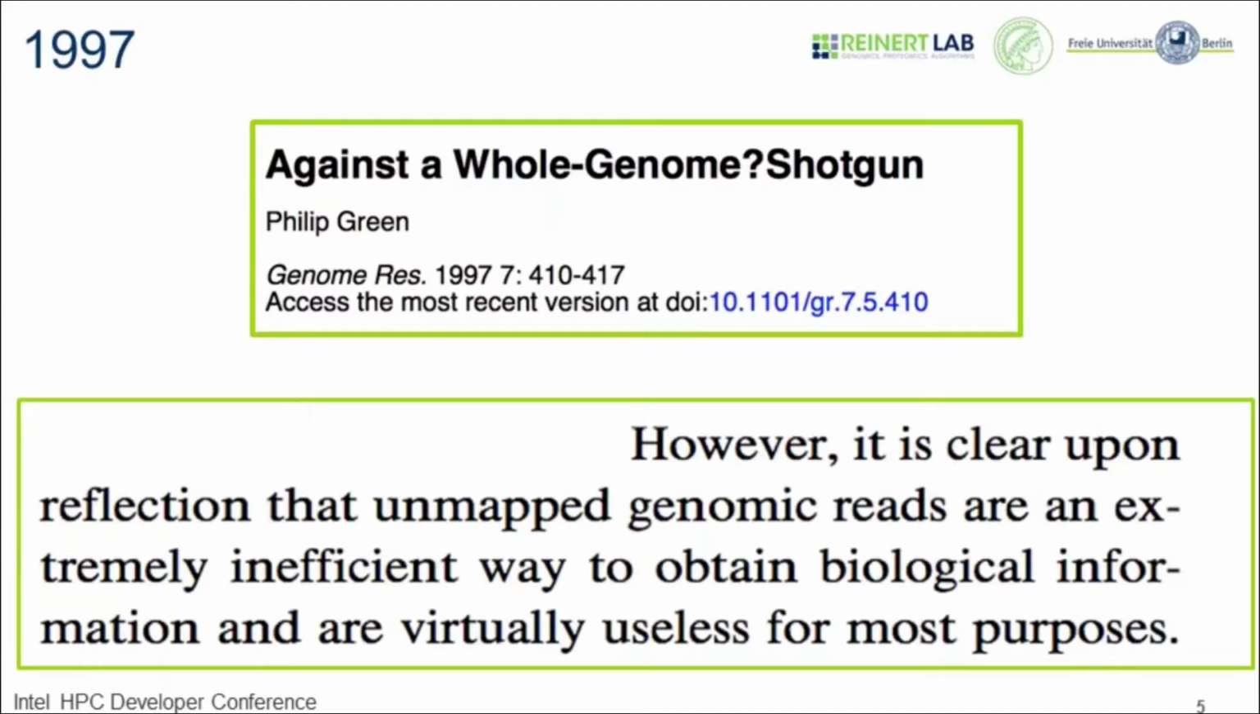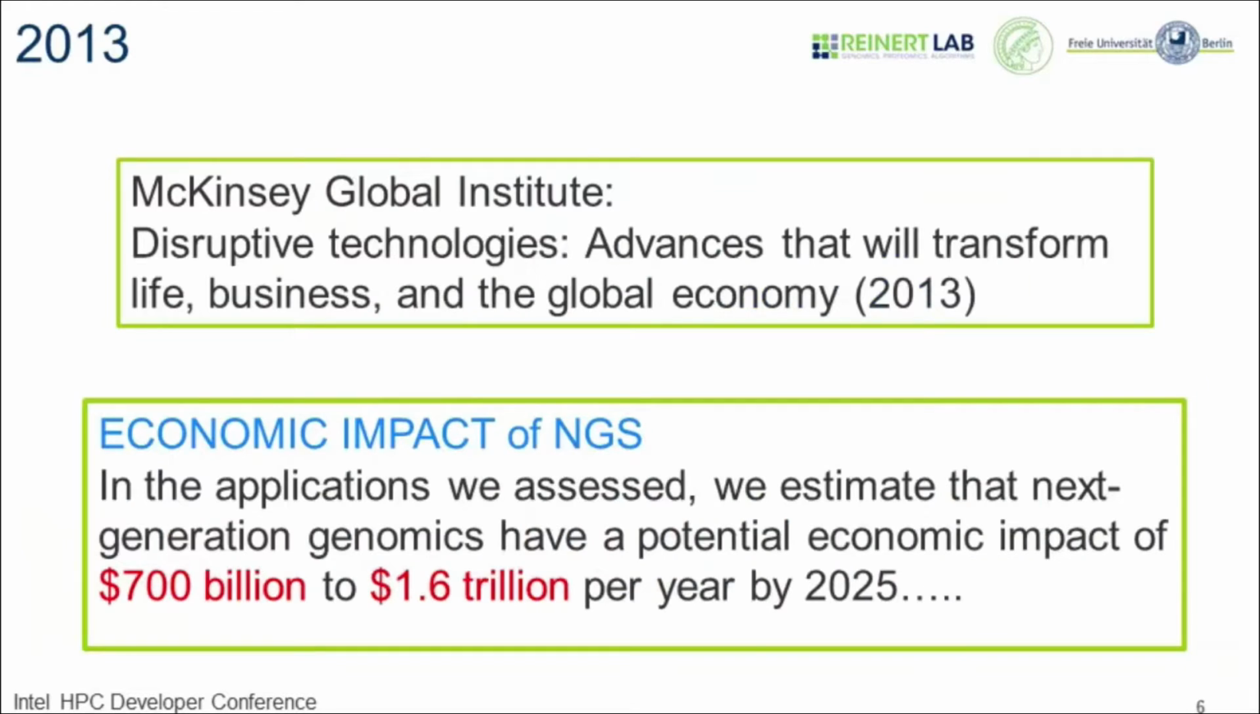So that was in '97. And just to counter that a little bit, I have this quote now. It's from the McKinsey Global Institute in their report about disruptive technologies, which contains advances that will transform life, business, and the global economy. According to McKinsey, they estimate that next-generation sequencing, just sequencing, has a potential economic impact of about $700 billion to $1.6 trillion per year by 2025. So I think reads are not virtually useless.